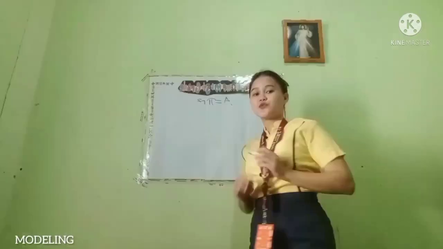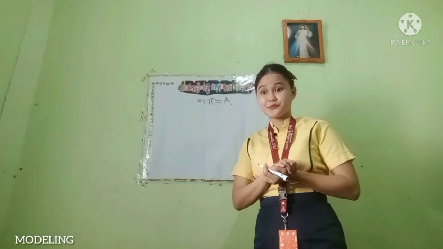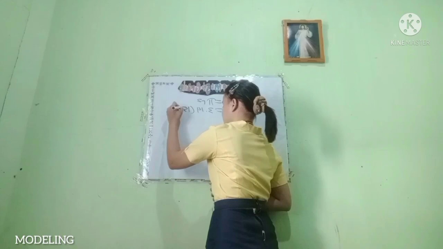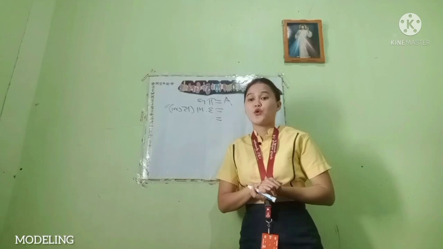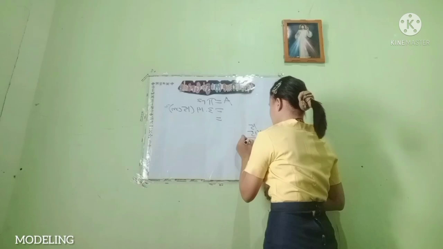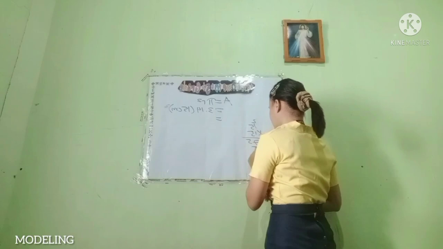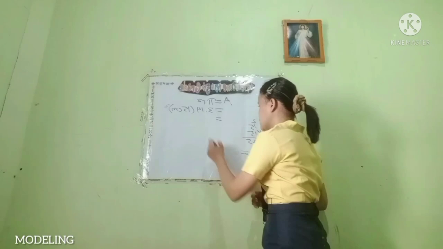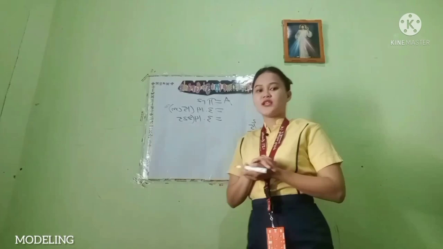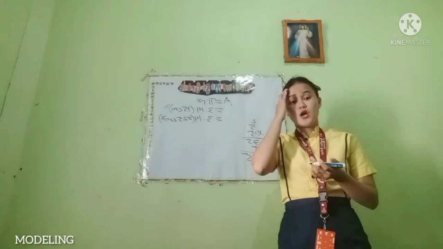And then, step 2 would be 3.14 times, what is the radius? It is 15 centimeters squared. And then, step 3 is, we are going to multiply the radius by itself. So, 15 times 15 is 225. So, it is 3.14 times 225 centimeters squared.